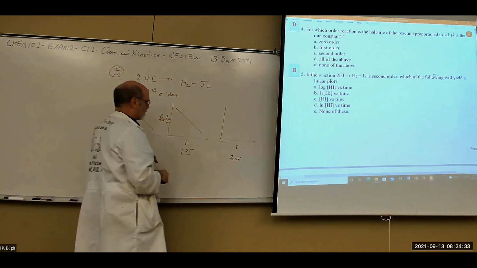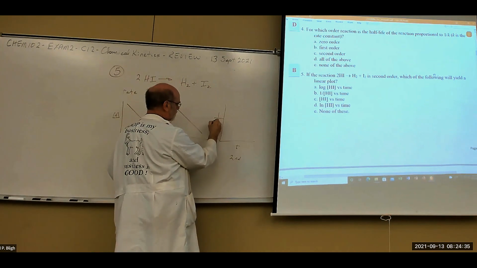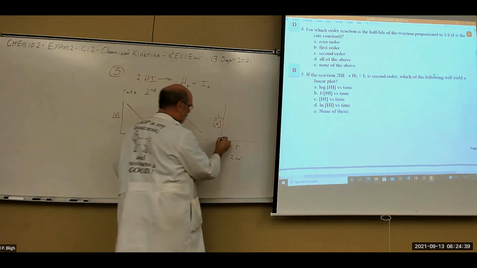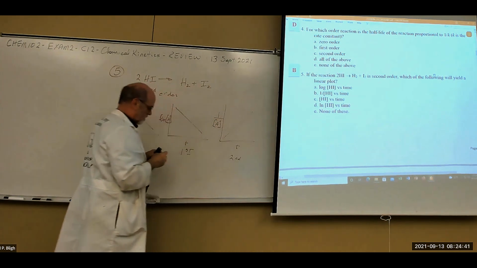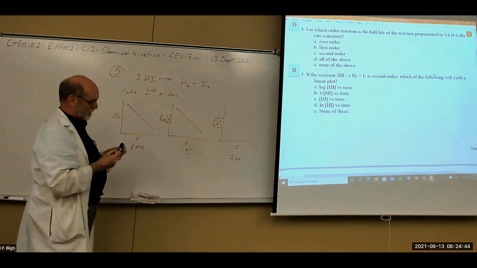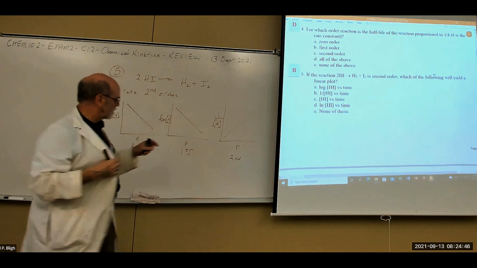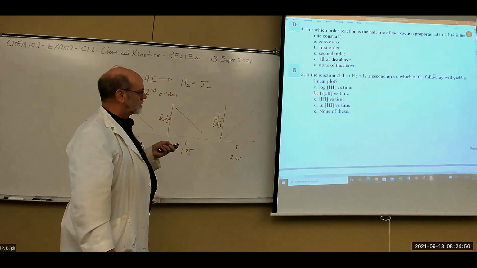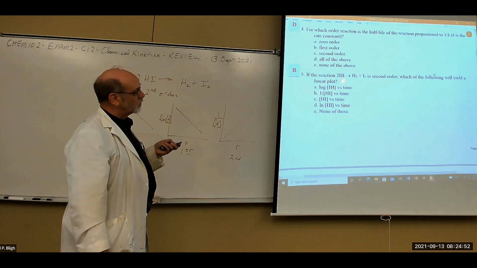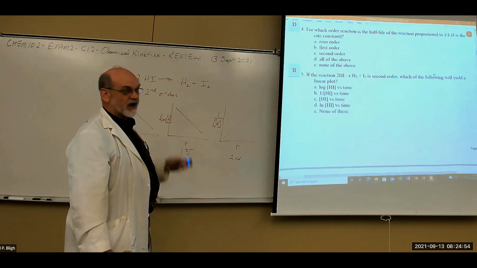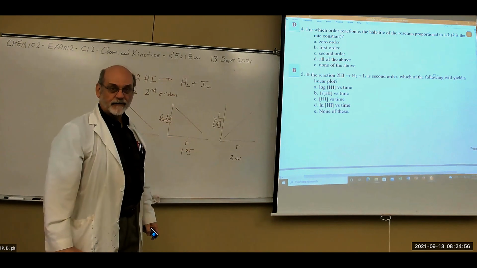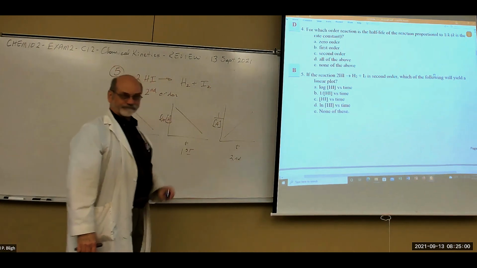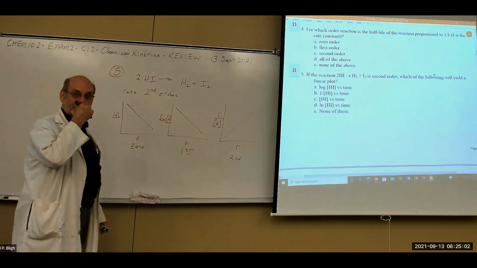How about second order? Inverse of A. It goes the other direction. So we need to plot inverse of A against time, which would be inverse of HI against time, if it's a second order. Okay?